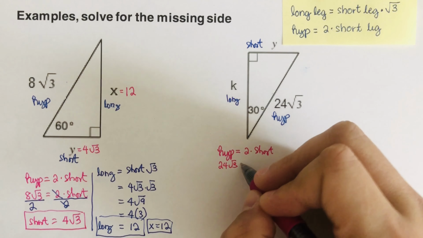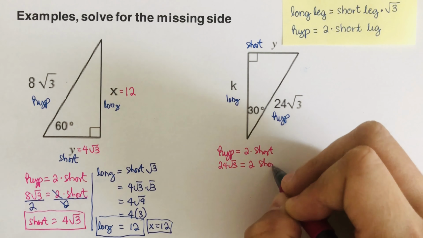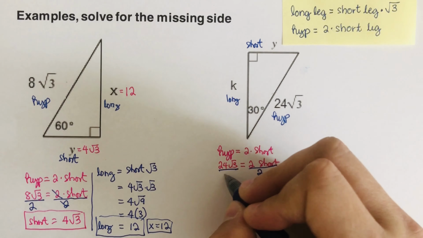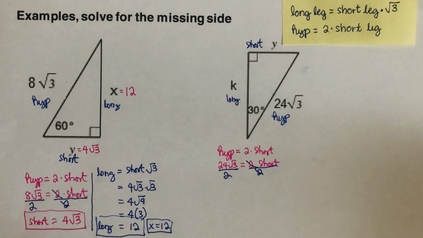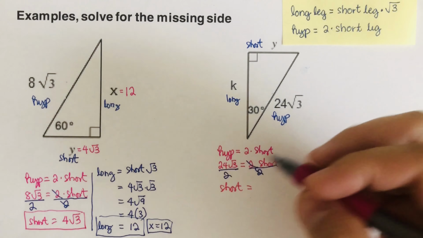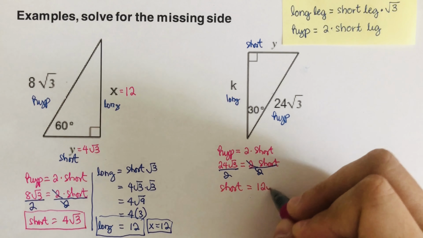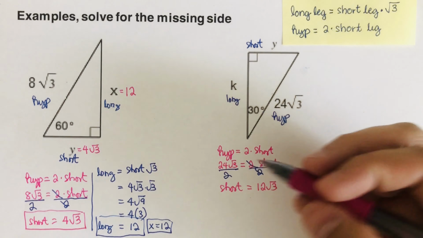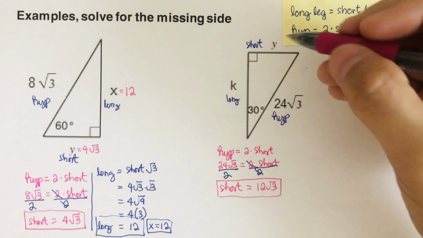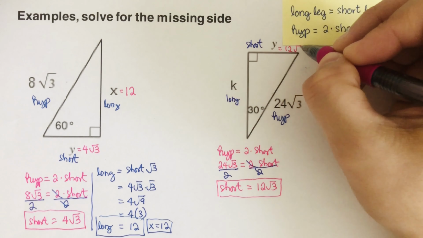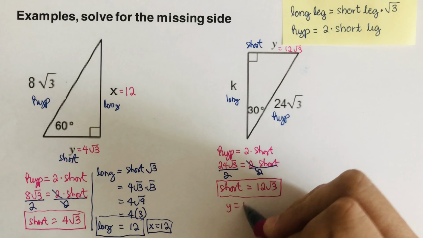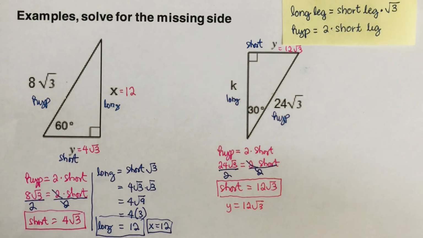square root of 3, is equal to 2 times the short. And then we want the short by itself. So we're going to divide both sides by 2. Divide this by 2. So then we are left with short is equal to 24 divided by 2 is 12. So that's 12 square root of 3 is our short side. So this is 12 square root of 3 is the short right here. And by the way, letter y is 12 square root of 3.